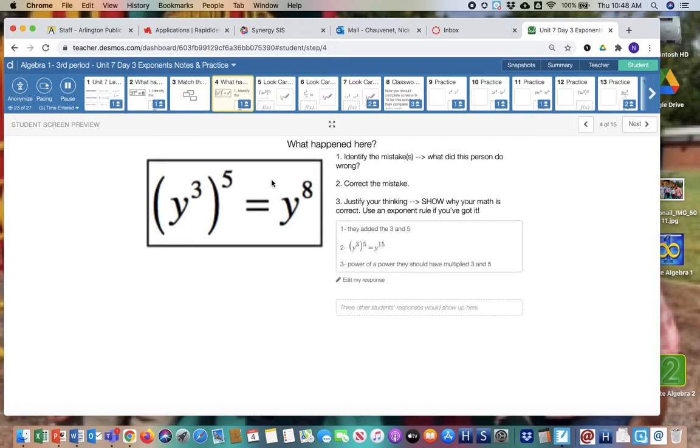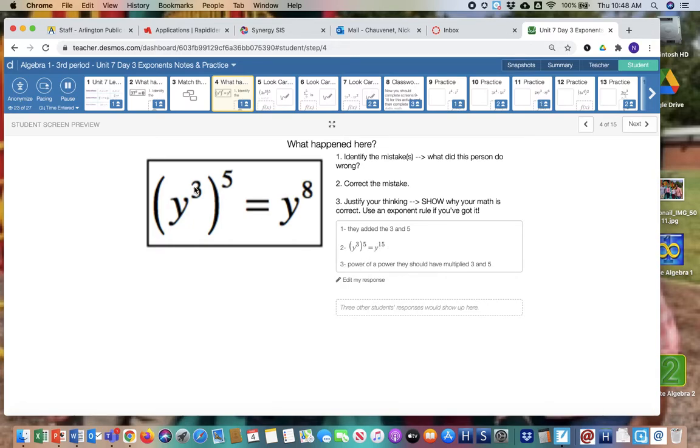All right, so now we have another question about a mistake. Here they have y to the 3rd to the 5th equals y to the 8th. Okay, so what's the mistake here? Well, it looks like they added 3 and 5. They did 3 plus 5 to get 8. What should they have gotten? Well, y to the 3rd to the 5th should give us y to the 15th. And why is that?